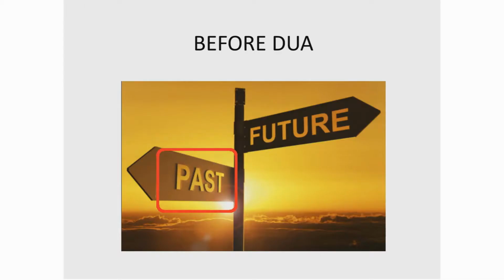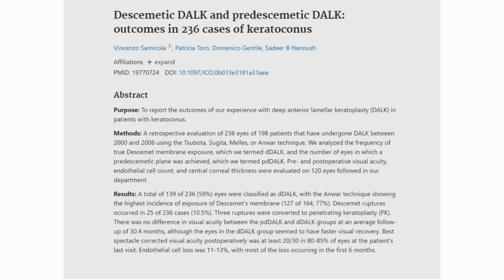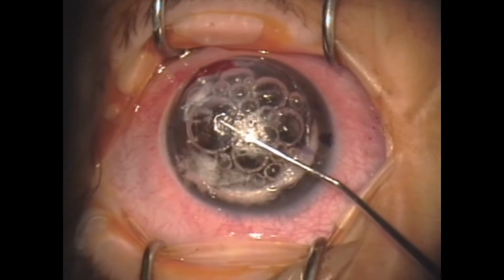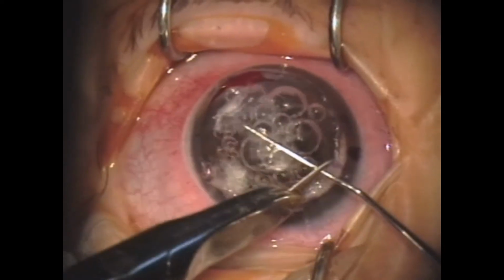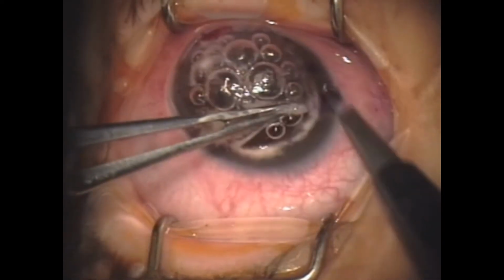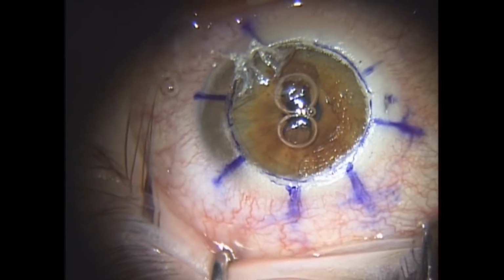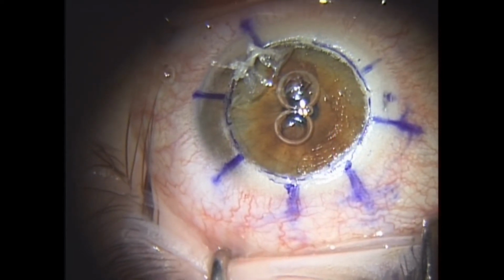Before Dua's discovery, DALKs had unexpected outcomes and more complications. The Descemet membrane perforation rate was around 10.5%. This case shows a macroperforation occurring after the opening of the bubble's roof, which ends in a PK conversion. And here there is a macroperforation occurring while removing peripheric stroma.